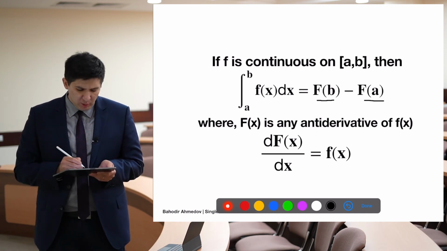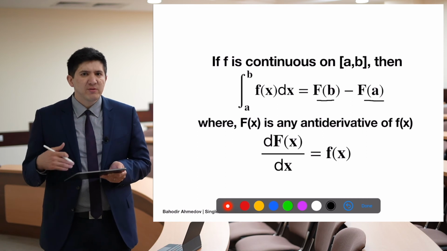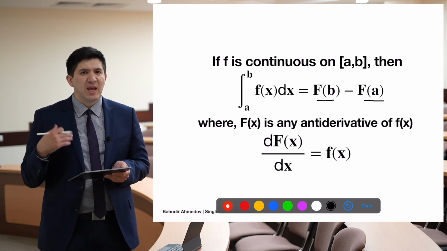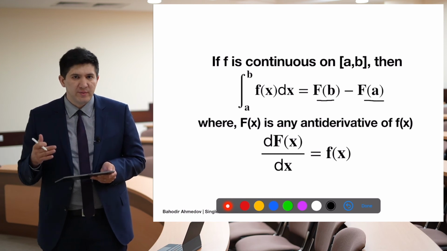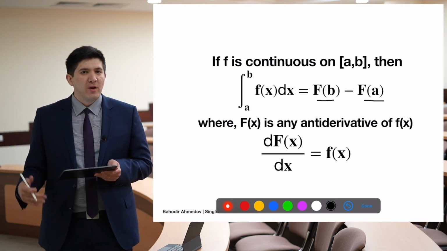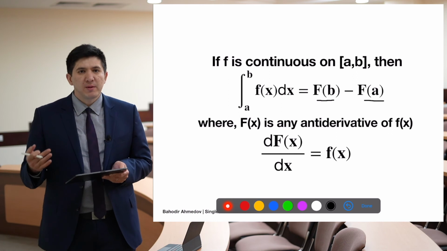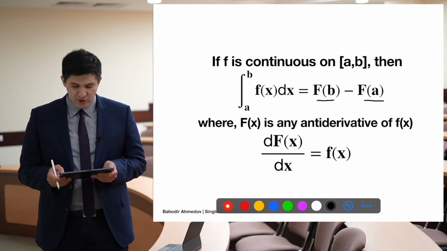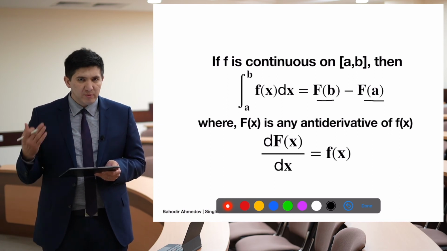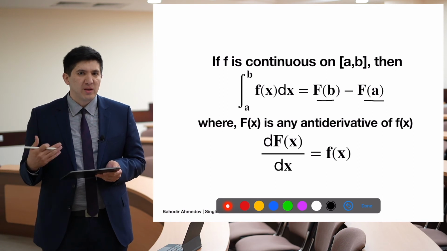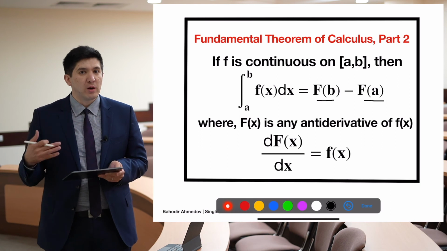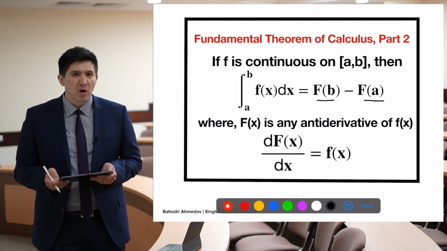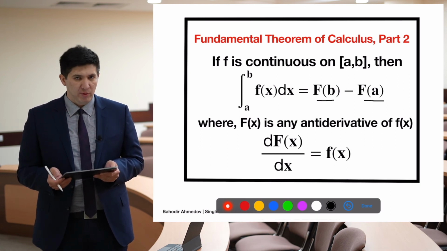Usually you're given the small f, and you have to find its antiderivative. You usually need to guess this, or we've learned about methods of how to find the antiderivative, or there is a bunch of formulas which help us to find antiderivatives in general. This is the important part of the fundamental theorem of calculus, also called the fundamental theorem of calculus part 2. Sometimes we call this theorem the Newton-Leibniz formula.